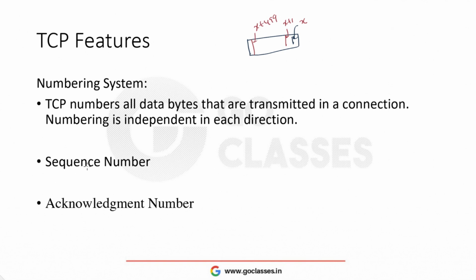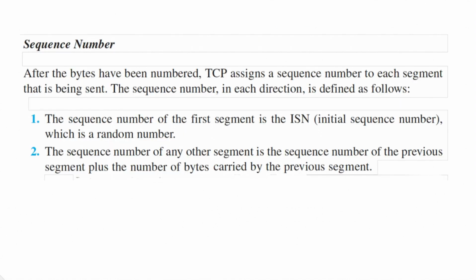And there is something called the sequence number and the acknowledgement number in the TCP field, or in the TCP header. So what does the sequence number do? The sequence number is basically telling us the number of the first byte. So if I say that there are bytes from X to X plus 499, then the sequence number in this case is X. Why? The sequence number tells us the byte number of the first byte.